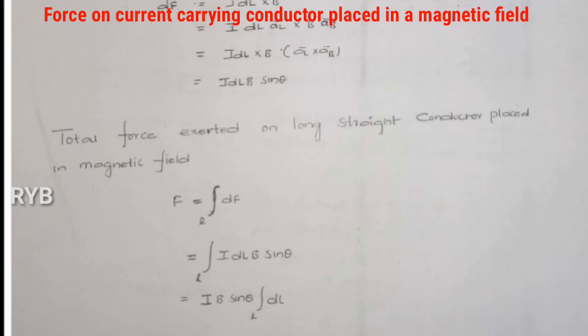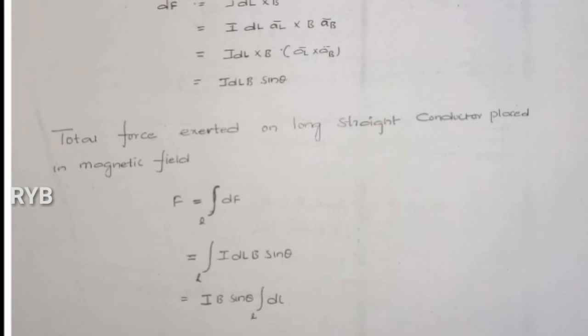Now the total force exerted on a long straight conductor placed in a magnetic field. Because the length of the conductor is L, the force is F equals the line integral of dF. If you integrate dF over the length L of the conductor, you will get the total force on that conductor. That is the line integral of I dl B sin theta. I, B and sin theta are constant, and we are integrating with respect to L, hence the line integral of dl. If you integrate dl, you obtain L. F equals BIL sin theta newtons. This is the force on a conductor which is placed in a magnetic field.